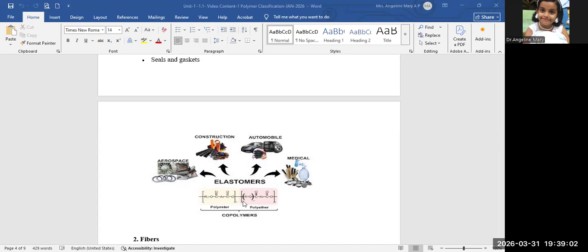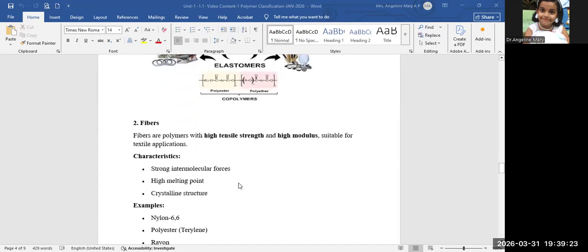How are they prepared? By applying polyesters and polyether. By the combination of these two materials, the elastomer polymer is formed. That is a copolymer. Co means combining, two or more than two. By adding polyesters and polyether, it is converted into elastomers.